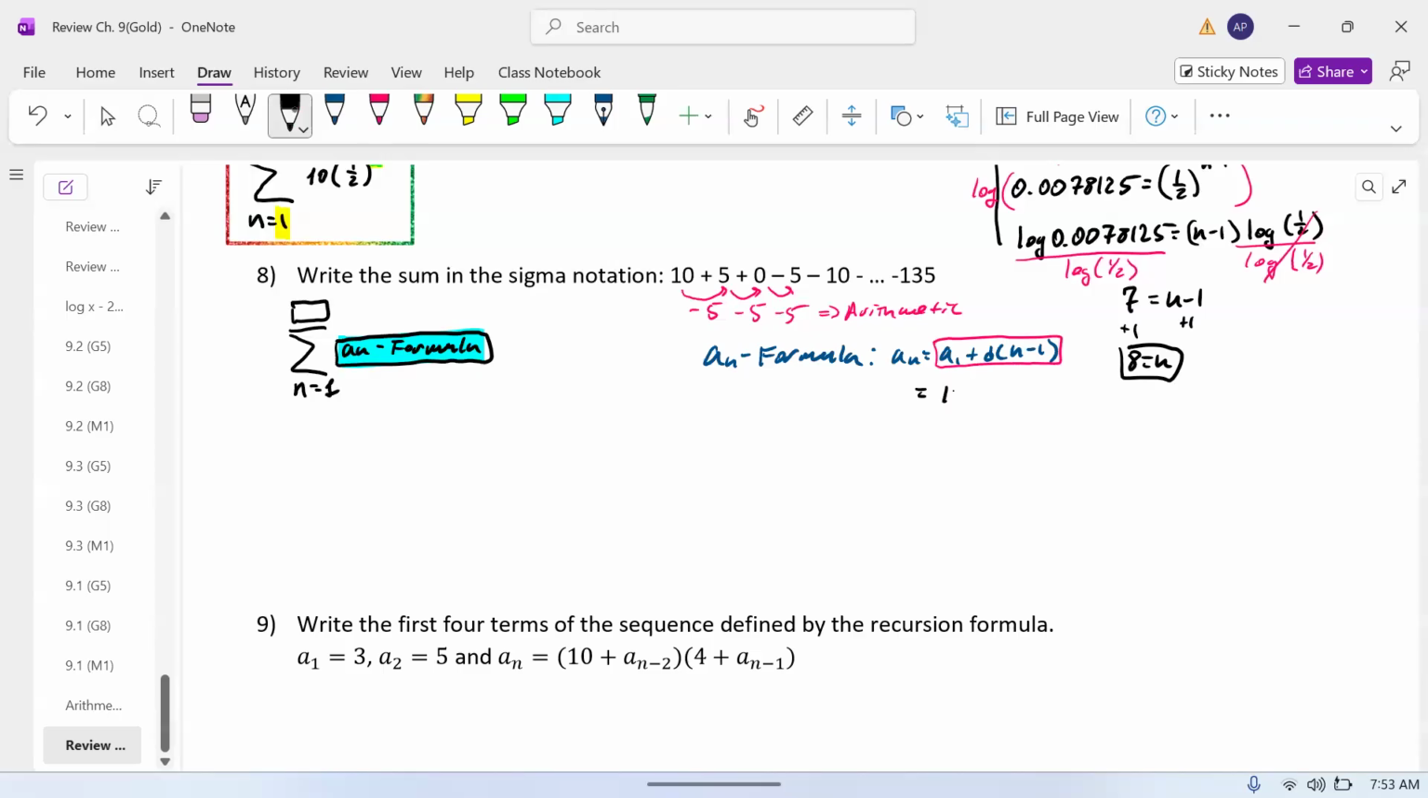For this portion, we know pretty much everything that we need to know. We know a sub 1, which is 10. We know d, which is -5. And then it's n minus 1. We do need to simplify this, so we distribute this -5 inside and combine like terms. We get -5n plus 15. So that is your formula that will produce every single term. We are almost done. We have 2 out of the 3 pieces that we need.